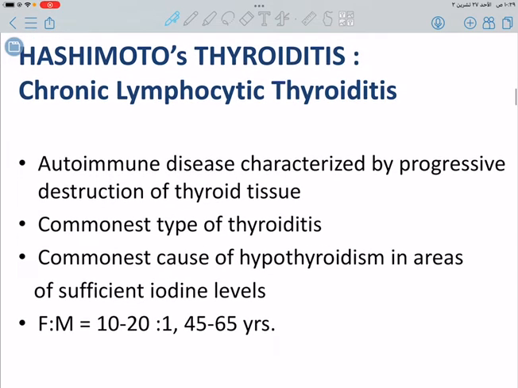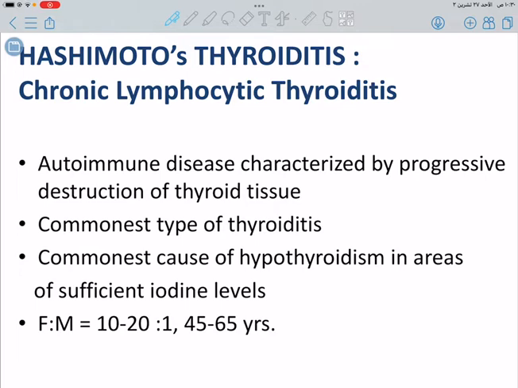Hashimoto's thyroiditis is chronic lymphocytic thyroiditis. What is the hallmark feature from its name? Lymphocytosis. Lymphocytes, excellent. There is infiltration of the follicular cells by lymphocytes. Mostly it is an autoimmune disease characterized by progressive destruction of the thyroid tissue. What does progressive mean? Severe? Progressive means it increases in severity with time: at first a mild destruction, then with time it increases. Any disease that happens this way, starting mild and then increasing in severity, I call a progressive disease. Hashimoto's thyroiditis is one of these diseases, so there is progressive destruction of thyroid tissue.